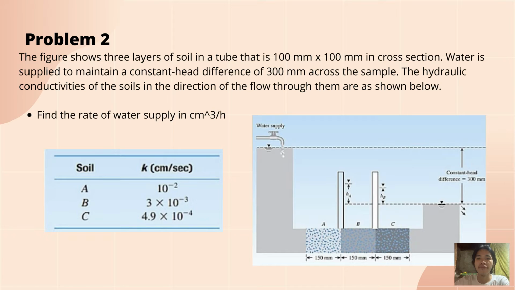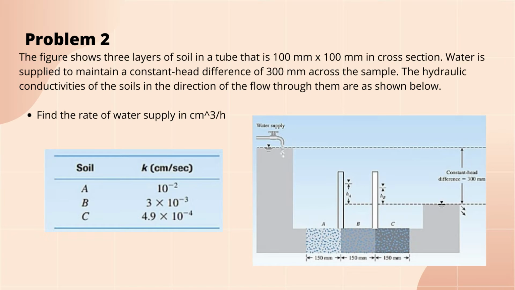So we have to find the rate of water supply in cubic centimeters per hour, and for our K in soil A, that is equal to 10 to the power of negative 2 centimeter per second. And for our soil B, the second layer, it is equal to 3 times 10 to the power of negative 3 centimeters per second. And for our soil C, that is 4.9 times 10 to the power of negative 4 centimeter per second.